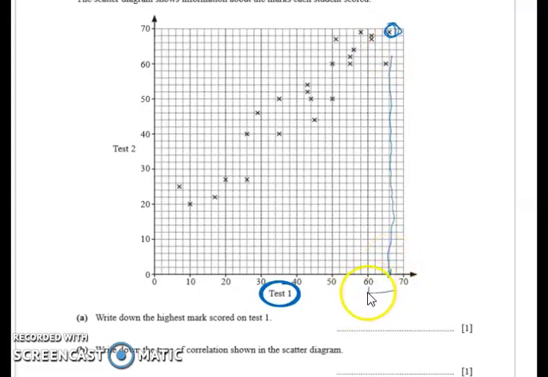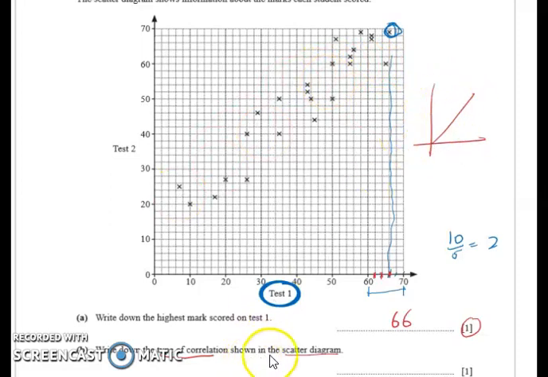So here the range is 10, and we divide it by 5 boxes: 1, 2, 3, 4, 5. So each box has 2 points there. So here will be 62, 64, and 66. Your answer here is 66, 1 mark for that. And next, the type of correlation shown in the scatter diagram. Here it is positive because it's going up. So we just have to write down positive. So it's 1 mark again.